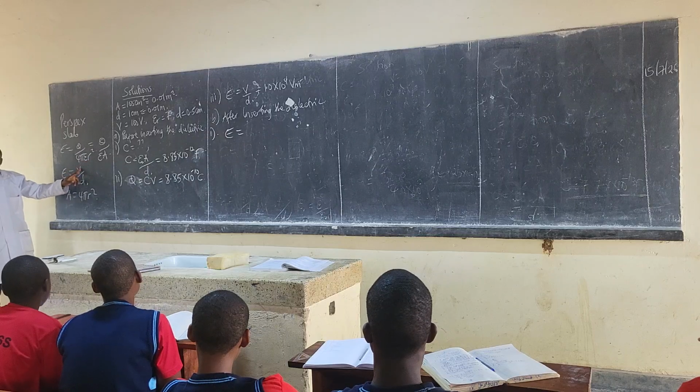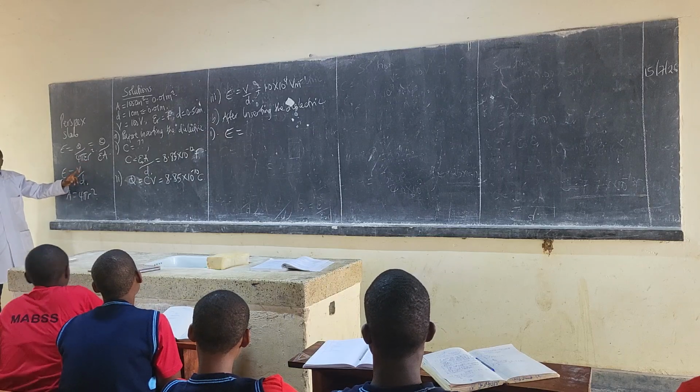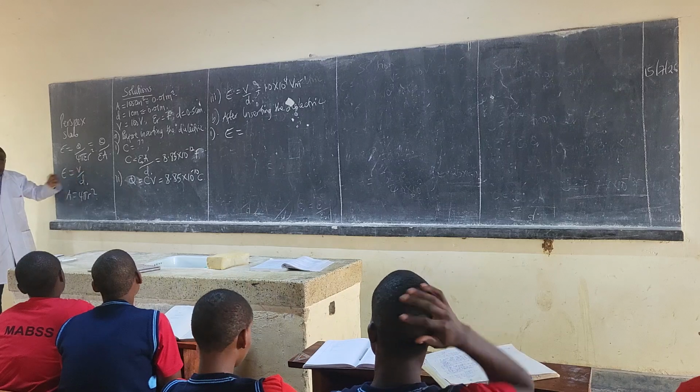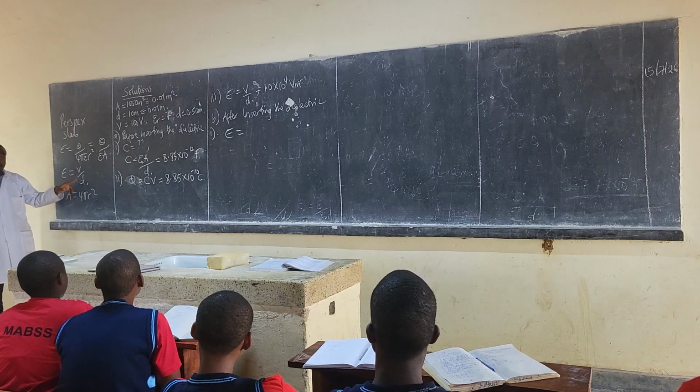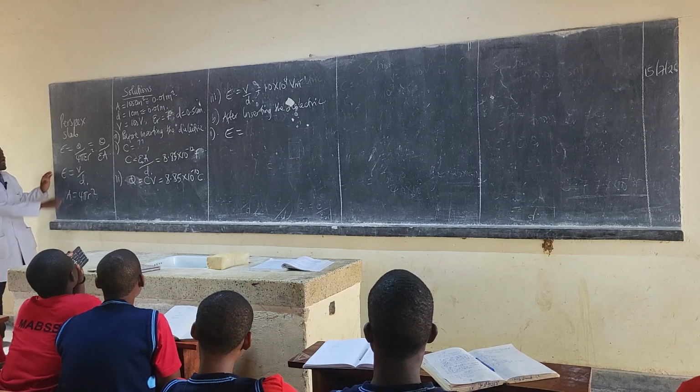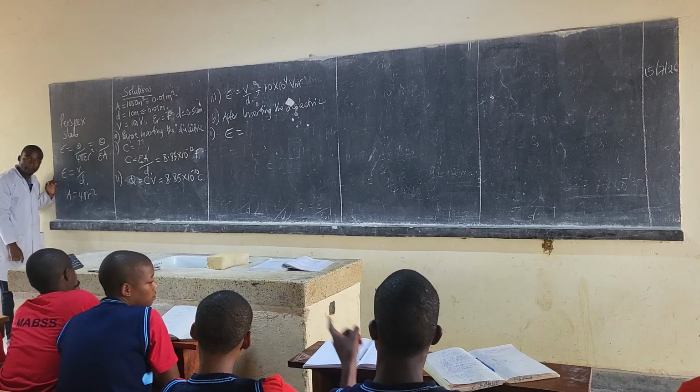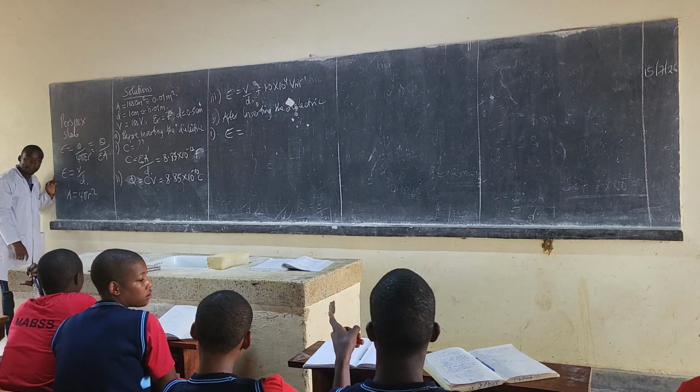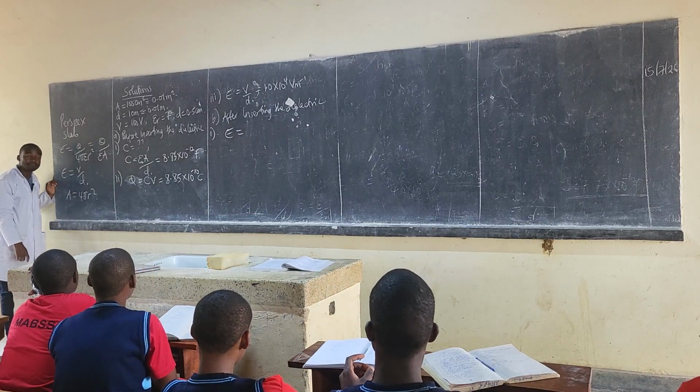Do I have V? After inserting the dielectric, do you have V? Do you have D? Meaning I cannot use this. Yes? Q out of EA.